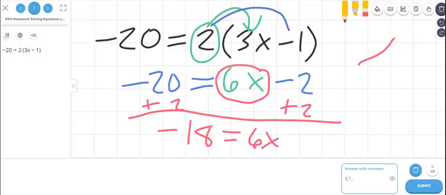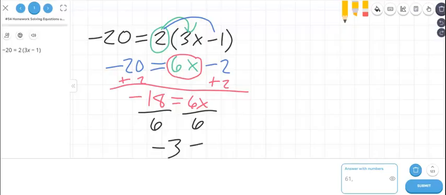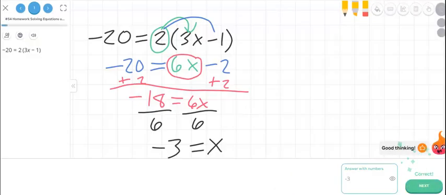Now I got to get the 6x all by itself. Or sorry, the x by itself. So I need to go ahead and divide both sides by 6. Negative 18 divided by 6 is negative 3. And that's what x equals. So negative 3. And look in our answer box and we're good.